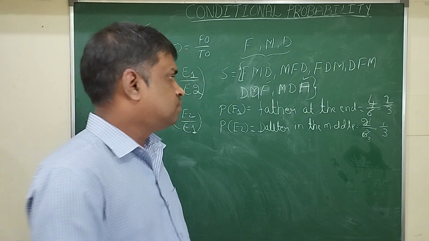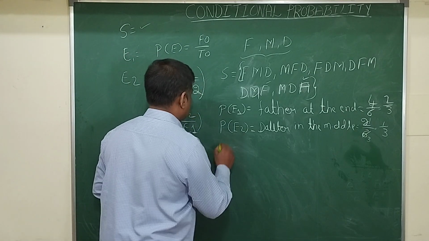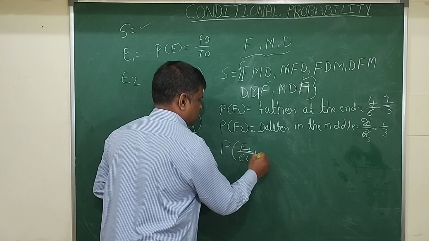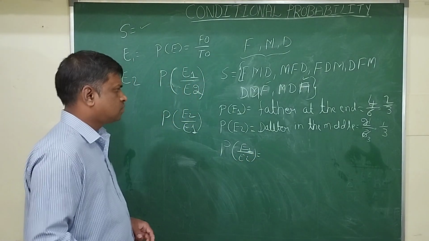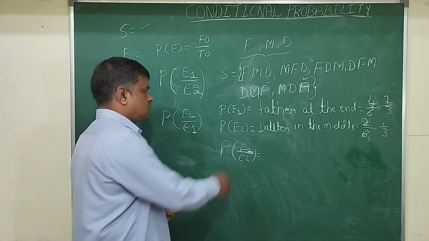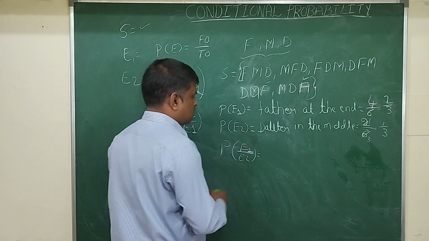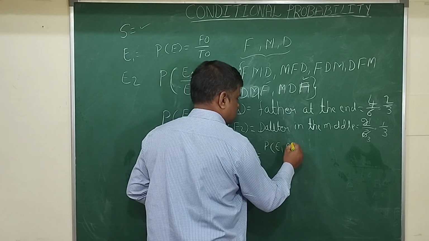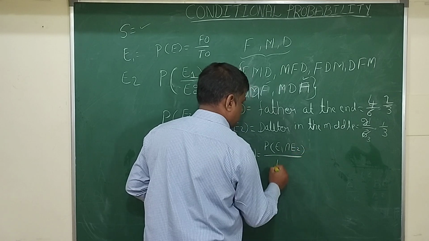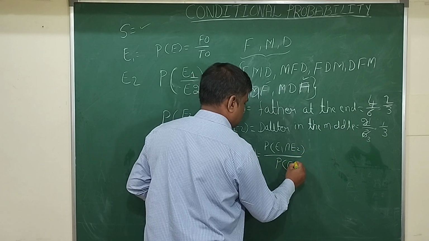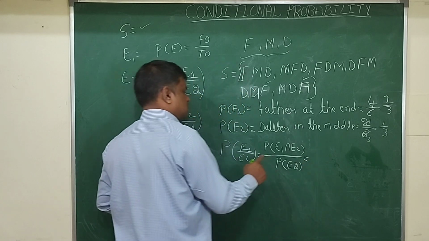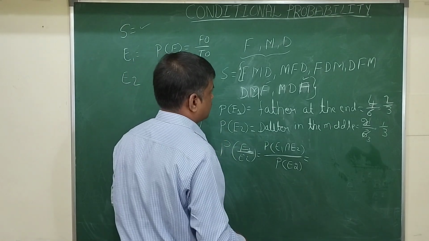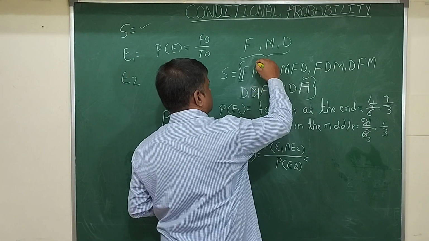But I need the probability of E1 given E2. How do you find it? In these two only, you need to check. What is the formula? Probability of E1 intersection E2 by probability of E2. Intersection of these two means what is common.